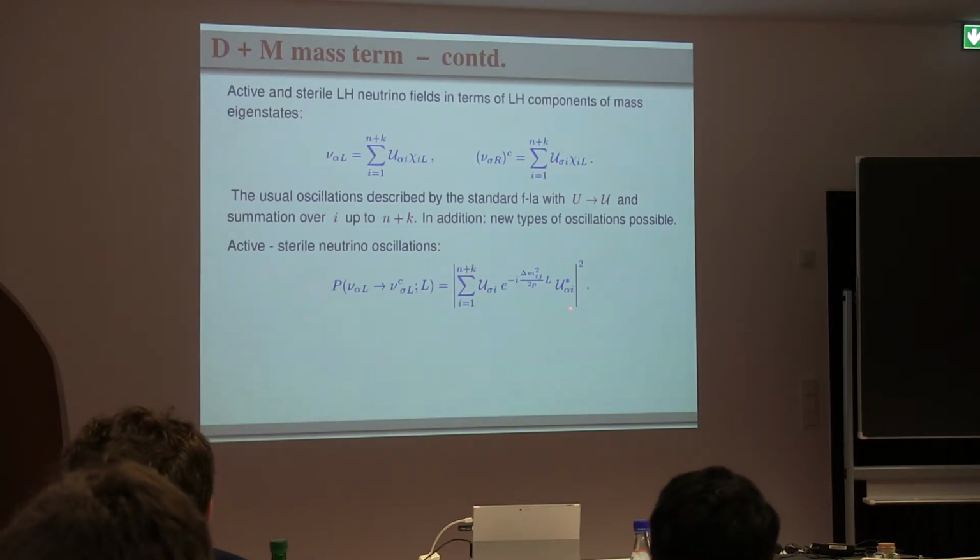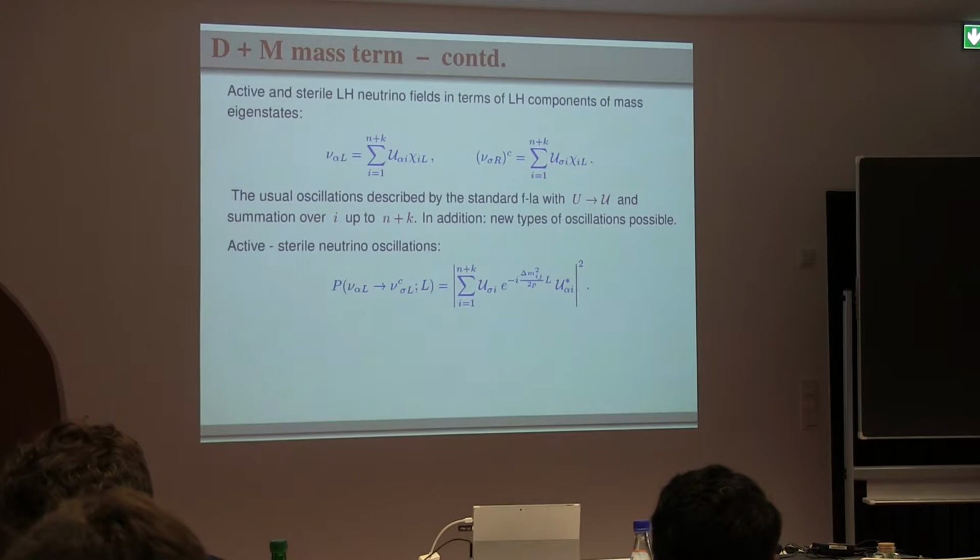Here we start with an active neutrino, alpha, and we end up with a sterile neutrino, sigma. And the oscillation probability is given now by this expression. It looks very similar to the standard formula, but the indices take different values. And of course, the masses are different here. The n plus k mass eigenstate and the mixing matrix are different.